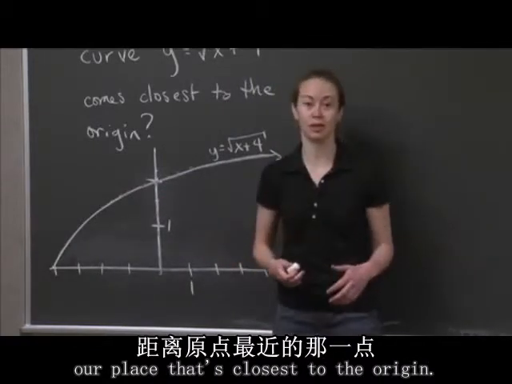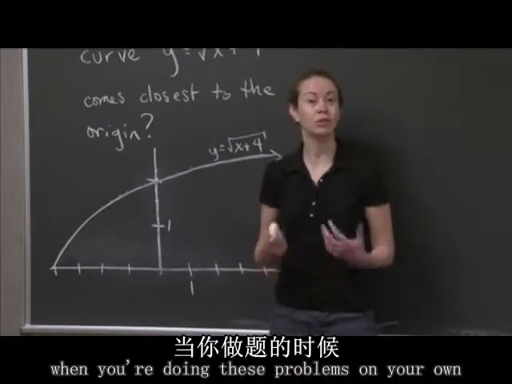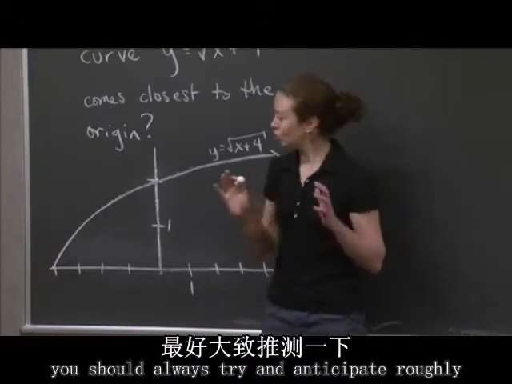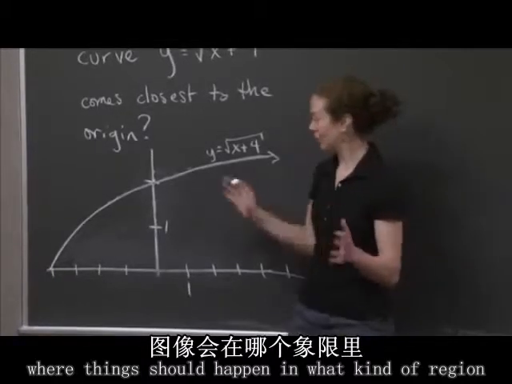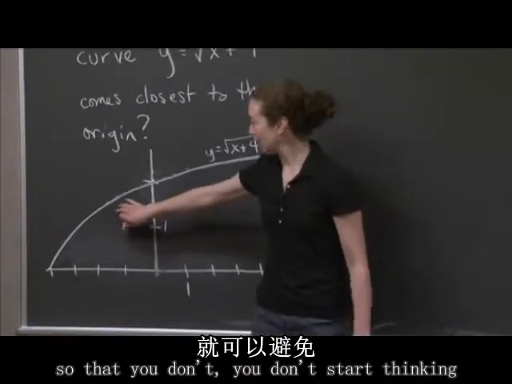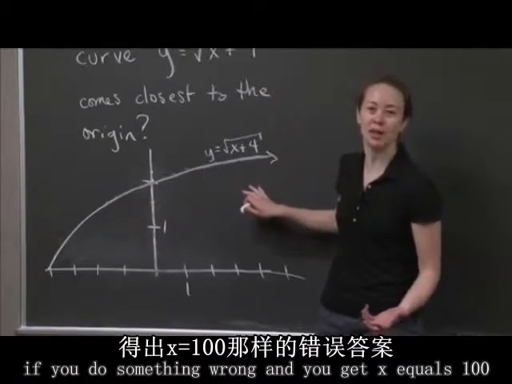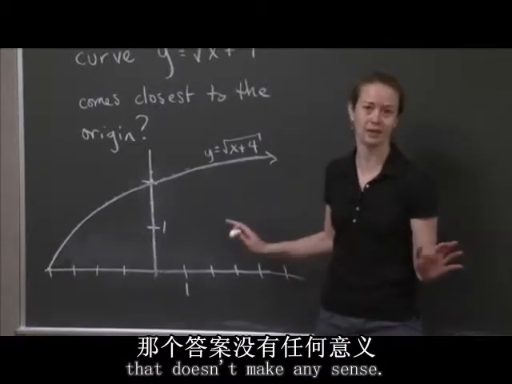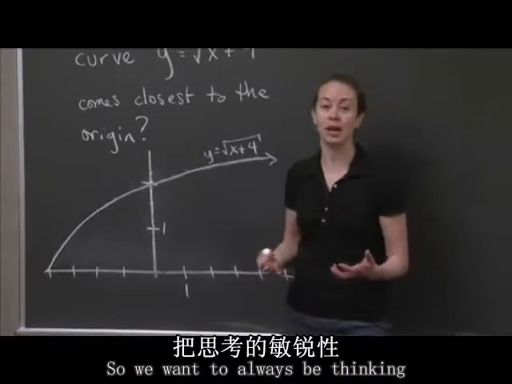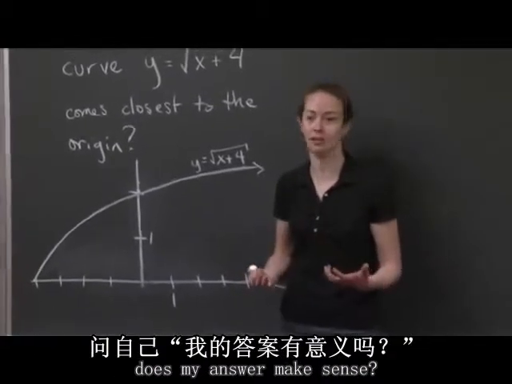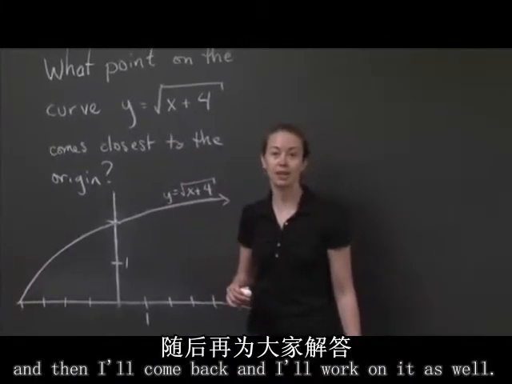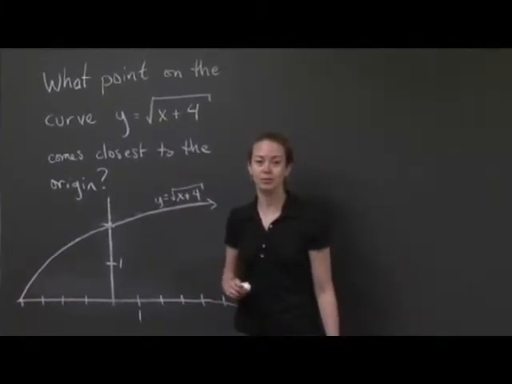The only reason I point that out is that when you're doing these problems on your own, you should always try to anticipate roughly where things should happen, so that if you do something wrong and get x equals 100, you come back and look at the curve and realize right away that doesn't make any sense. We want to always be thinking as we're solving the problem, does my answer make sense? So I'm going to give you a little bit of time to work on this yourself, and then I'll come back and work on it as well.